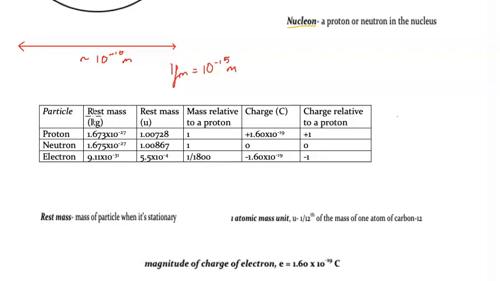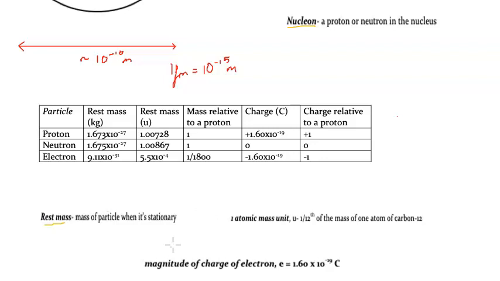You can notice here we are talking about rest mass. At A-level we learned the definition of rest mass as being the mass of a particle when it's stationary. This is actually a special relativity phenomenon, which you don't need to know about, that the mass of a particle will actually increase relative to how fast it's moving.